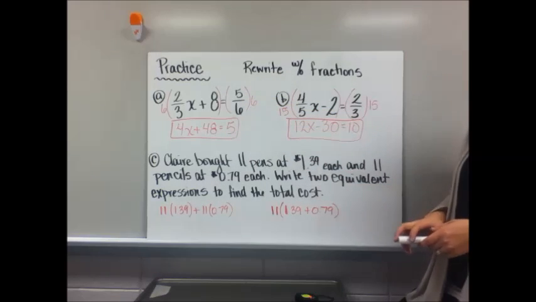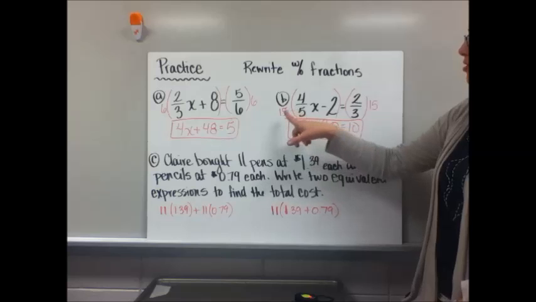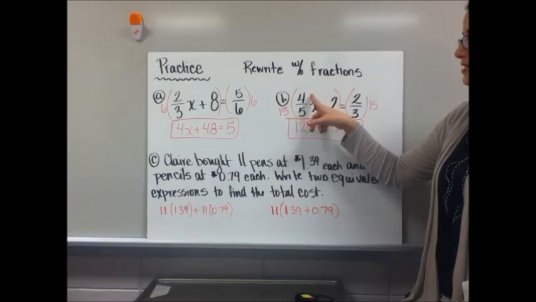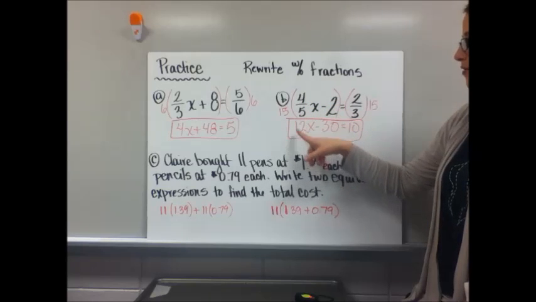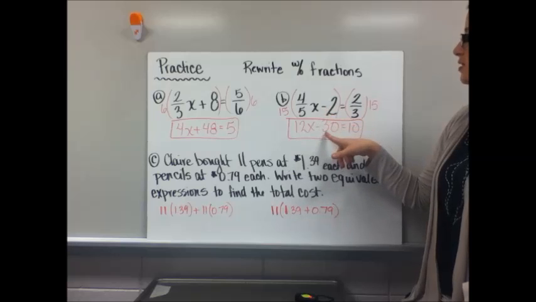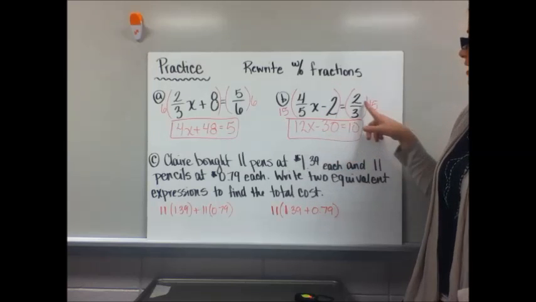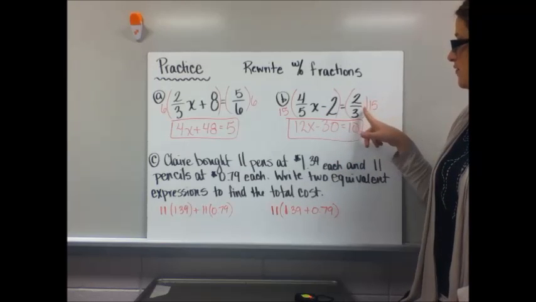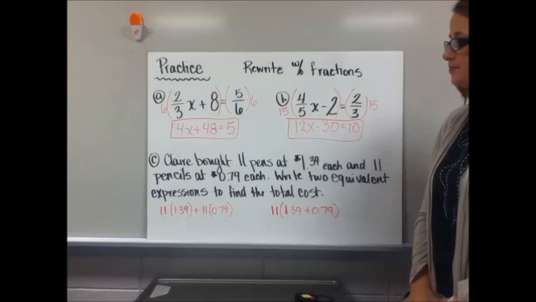On B, the LCD was 15. So multiply 15 times 4 is 60. 60 divided by 5 is 12. 15 times negative 2 is negative 30. And 2 times 15 is 30. 30 divided by 3 is 10.